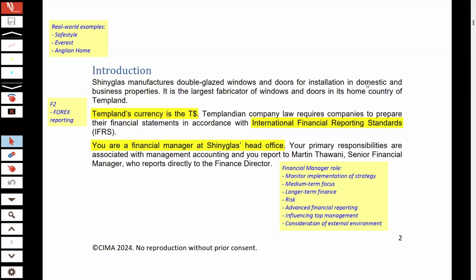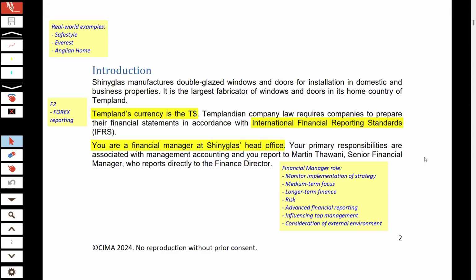So before I've even read the first sentence, it's giving me ideas. And when you read this, that's what you need to do. You need to think about, so what might that mean for Shinyglas? How might it be structured? What would be the issues?